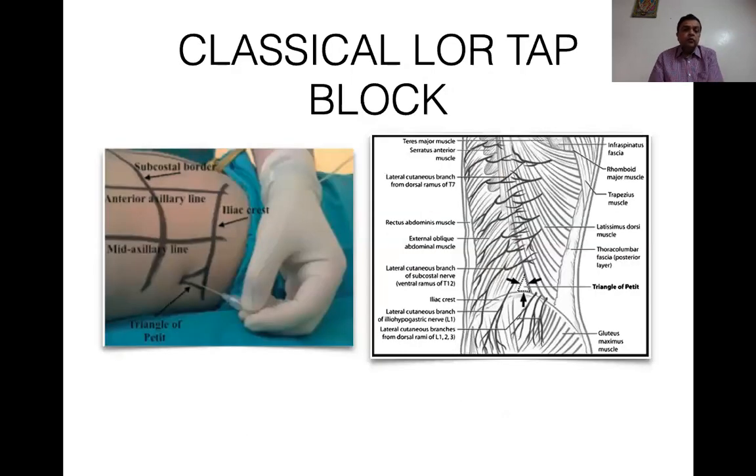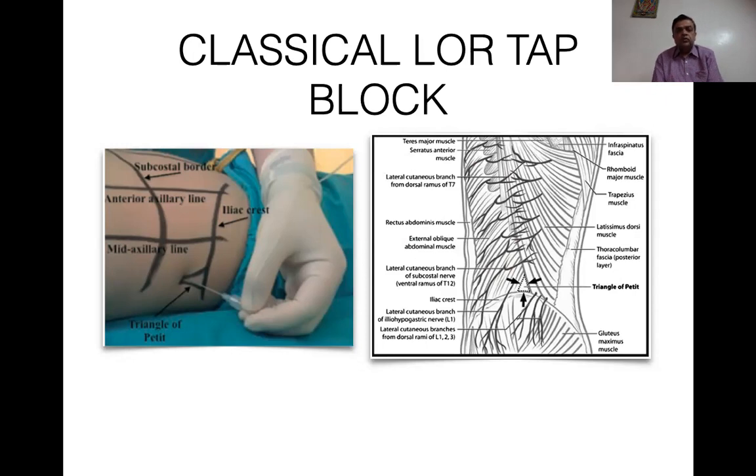So classical TAP block was described a bit posteriorly in the Petit triangle. Petit triangle is formed anteriorly by the posterior border of external oblique and posteriorly by the anterior border of latissimus dorsi. So if you inject the drug here, you feel two pops and it will block mostly T10, T11, and T12 along with ilioinguinal iliohypogastric, and sometimes it goes even beyond, just like a dual block.